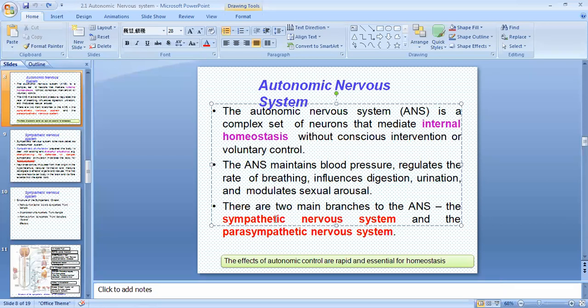So there are two types of branches involved in the autonomic nervous system. They are the sympathetic nervous system and the parasympathetic nervous system. We have already talked about this. Sympathetic nervous system means fight and flight, tiger and we. These are the examples you have to remember. Whenever you are asked to write responses, you have to remember these examples every time.